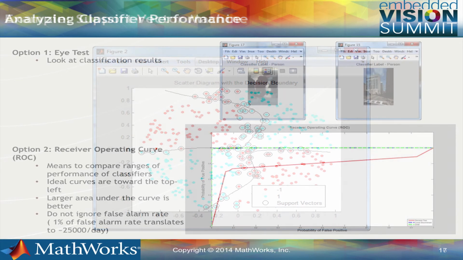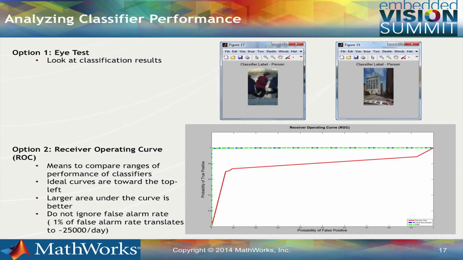Now the next thing to do is once you've trained up a few different classifiers, you want to analyze your classifier performance to see how it did before you move on to your next stage. Well, the first way to do it, obviously, is just simply the eye test. Run it through some images and see how it does. So here I have two examples, one of a correctly classified pedestrian and one of an incorrectly classified person.